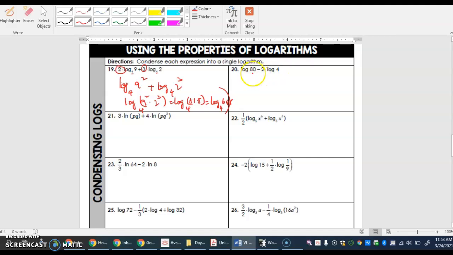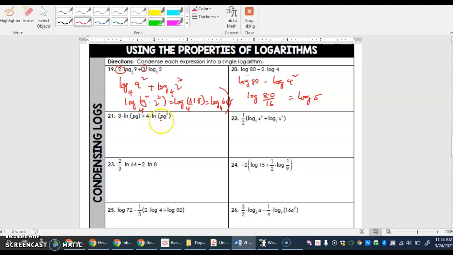The next one, likewise, same way, just now both are common logs and one of them has a coefficient. So log 80 minus log 4 squared. So 4 squared is 16. So when you condense into a single log, you can write it as log of 80 divided by 16, which is log 5, right? So log 5 is the answer.